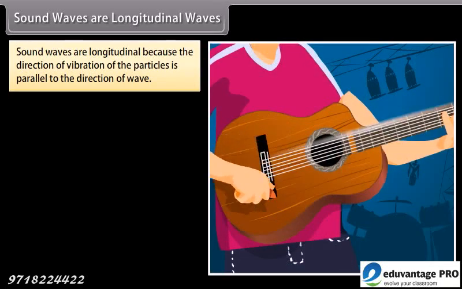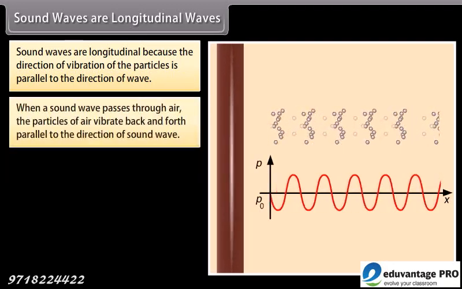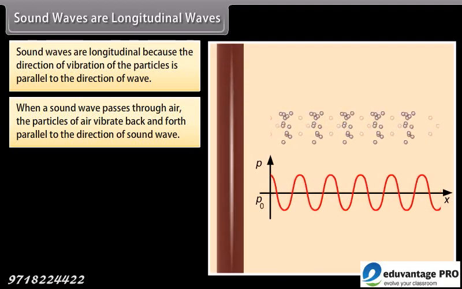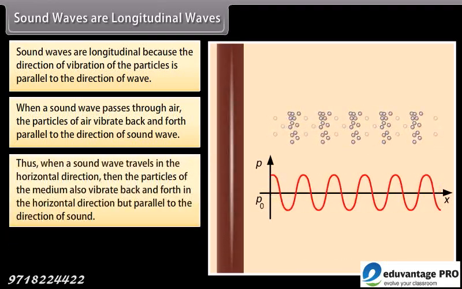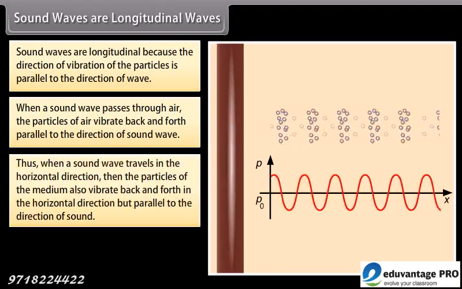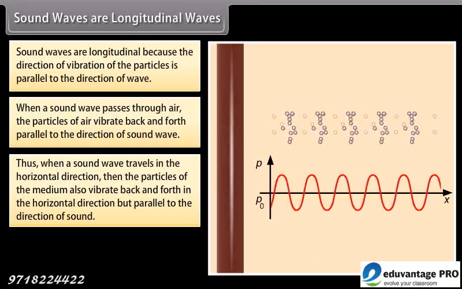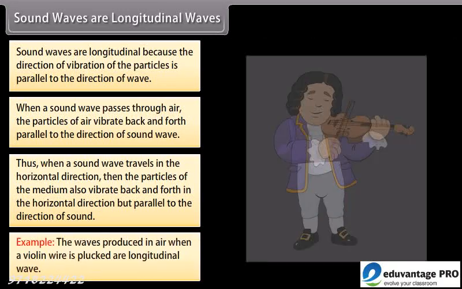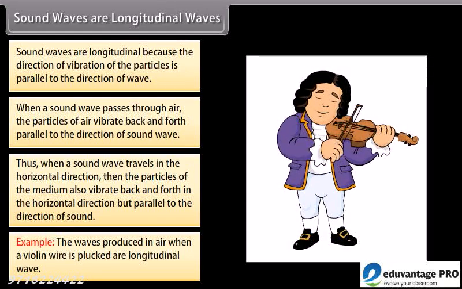Sound waves are longitudinal because the direction of vibration of the particles is parallel to the direction of the wave. When a sound wave passes through air, the particles of air vibrate back and forth parallel to the direction of the sound wave. Thus, when a sound wave travels in the horizontal direction, the particles of the medium also vibrate back and forth in the horizontal direction, parallel to the direction of sound. For example, the waves produced in air when a violin wire is plucked are longitudinal waves.